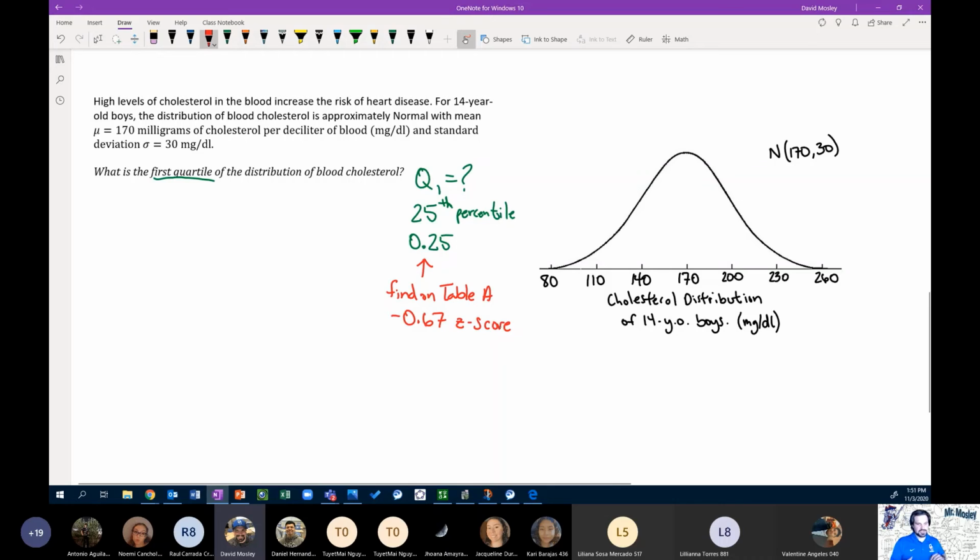And so then we go backwards using our formula for finding the z-score to find the original value for the first quartile. So that means we start with negative 0.67 equals x, the value we're looking for, minus 170 divided by 30. We rearrange this equation to solve for x, and we end up with 30 times negative 0.67 plus 170 equals x.